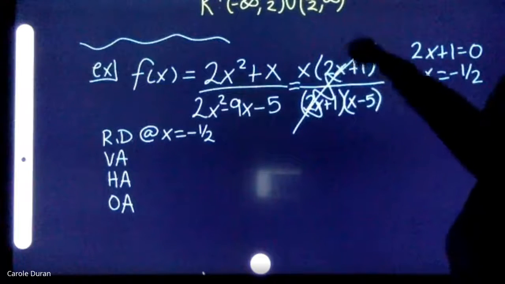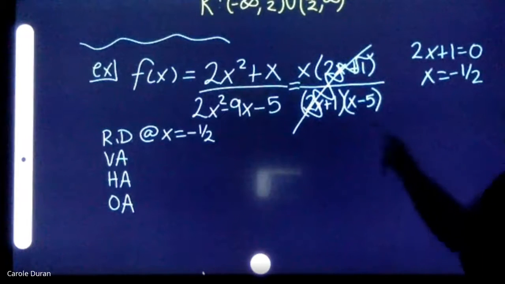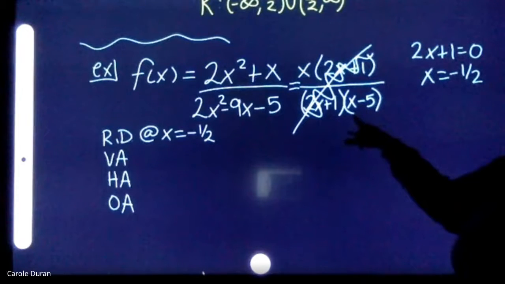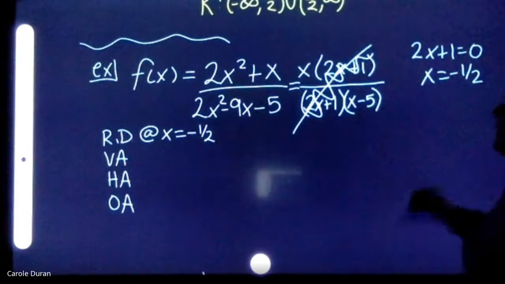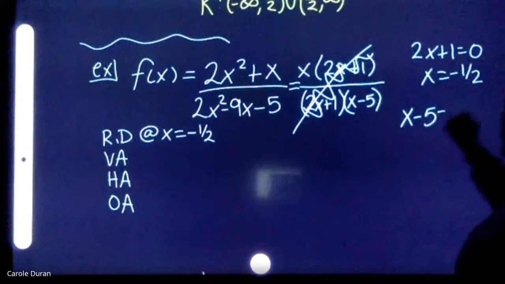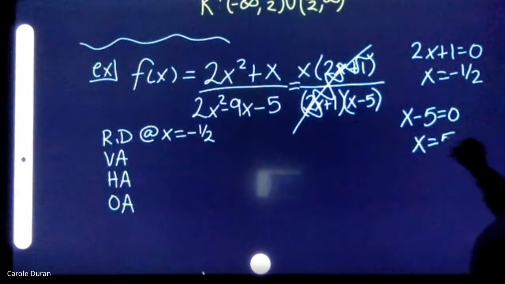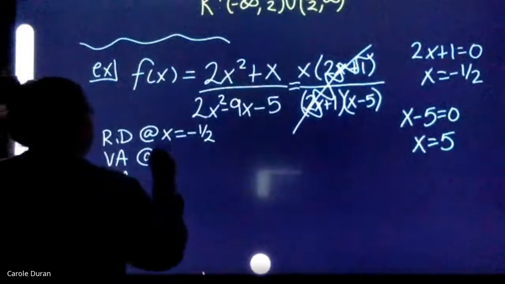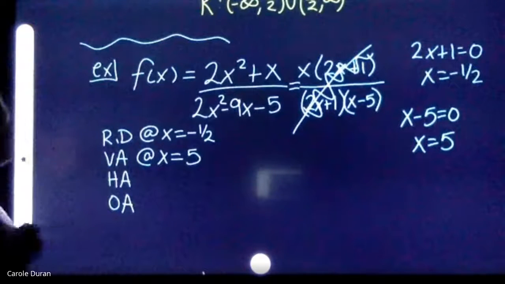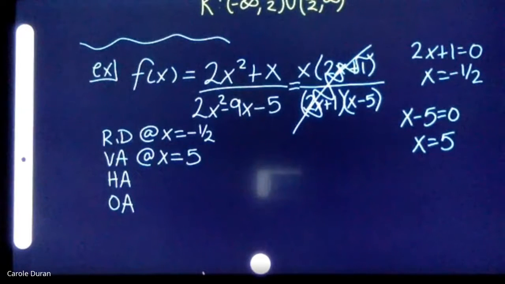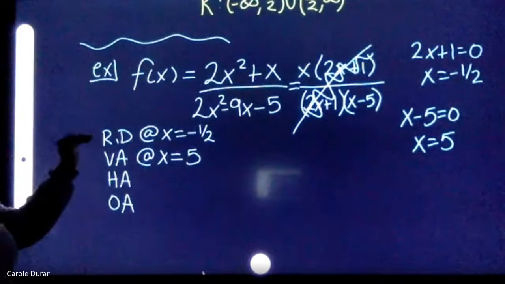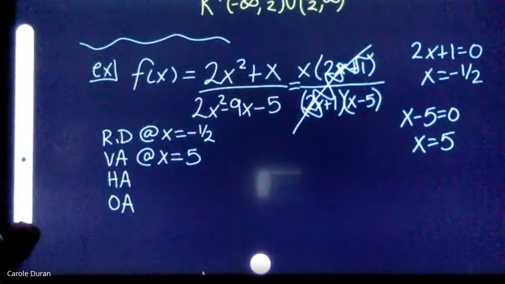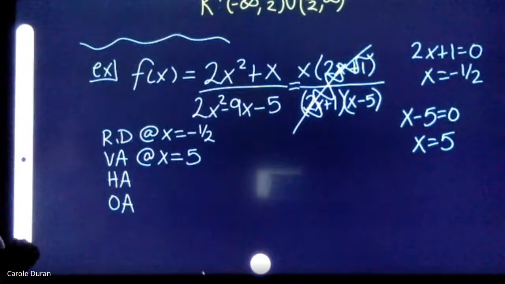After I've canceled out that 2x plus 1 that they had in common, I have an x minus 5 still left in my denominator. So that's what I'm going to set equal to 0 now to solve for my vertical asymptote. So I have a vertical asymptote at x equals 5. So anything that exists in my denominator is either a removable discontinuity or a vertical asymptote. Then I just need to do my horizontal and my oblique.